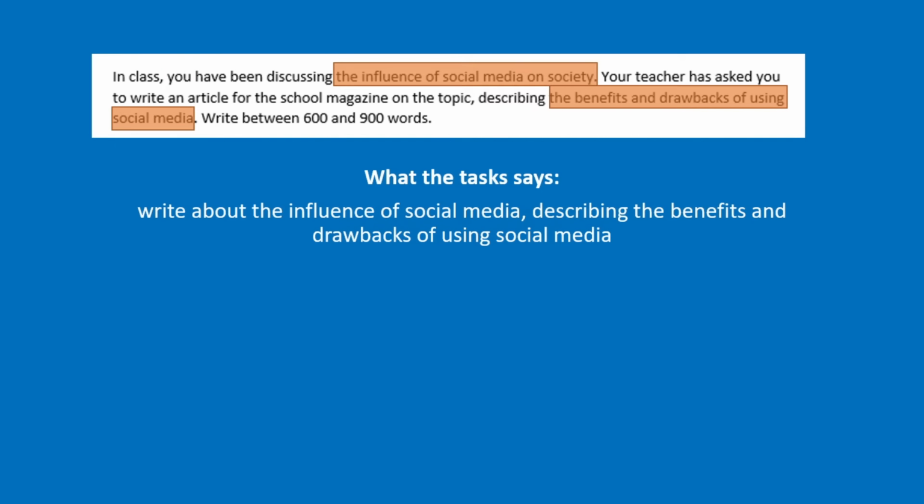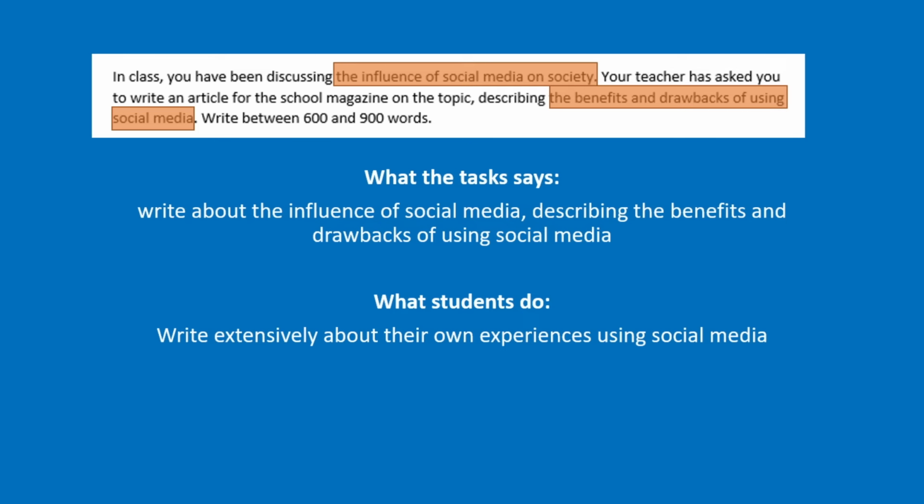What students often do instead is they write extensively about their own experiences of using social media. Yes, you can mention those as an anecdote, but don't devote the entire paper or the majority of the paper to your own experience. Sometimes, students' writing just isn't focused enough, so instead of discussing social media, they discuss the internet or even technology as a whole.